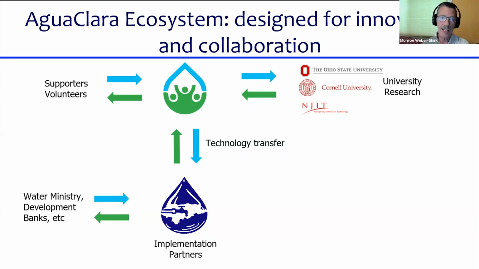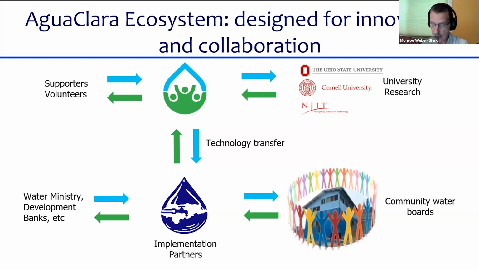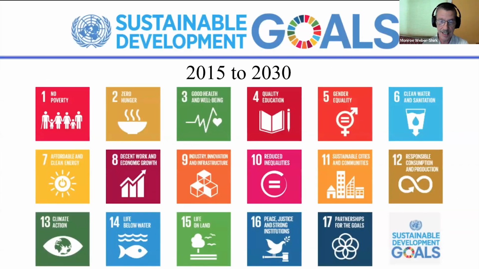That partner is working in a national context. They work with the government water ministry, with development banks and other funding sources, so that they can then also work with communities to build those water treatment plants that we're designing and help those communities understand how to maintain and operate them. So that's the ecosystem that we're working in, and Onshape plays a key role in this.